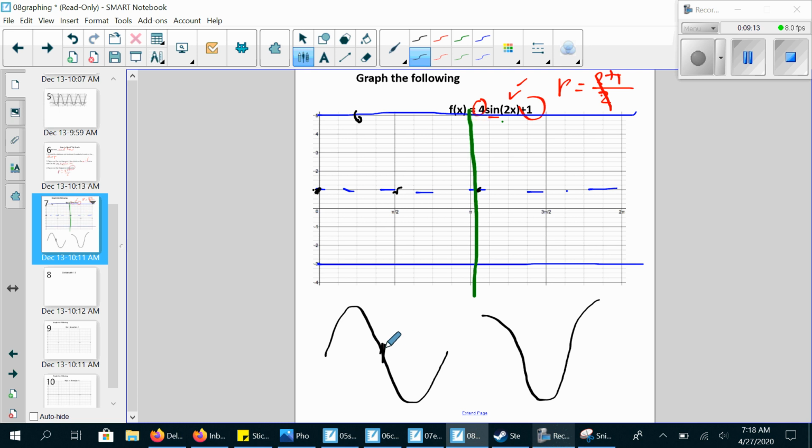And then halfway between the midline, these 2 times, we go down to the minimum. So I'm going to go to this halfway point and go down to the minimum. So those are my 5 points of accuracy, and I'm going to connect them to make my trig function.